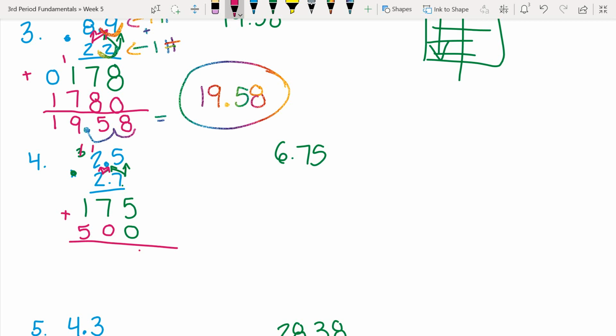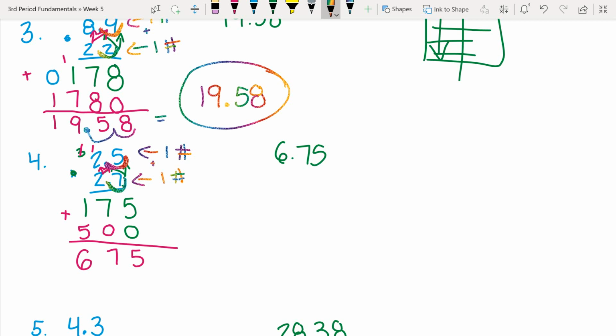5 plus 0 is 5. 7 plus 0 is 7. And 1 plus 5 is 6. Now we got to talk about those decimals. In our original problem, 2.5 has one number after the decimal point. In our second part of the problem, 2.7, this has one number after its decimal point. So that gives me a total of 2 numbers after our decimal point.